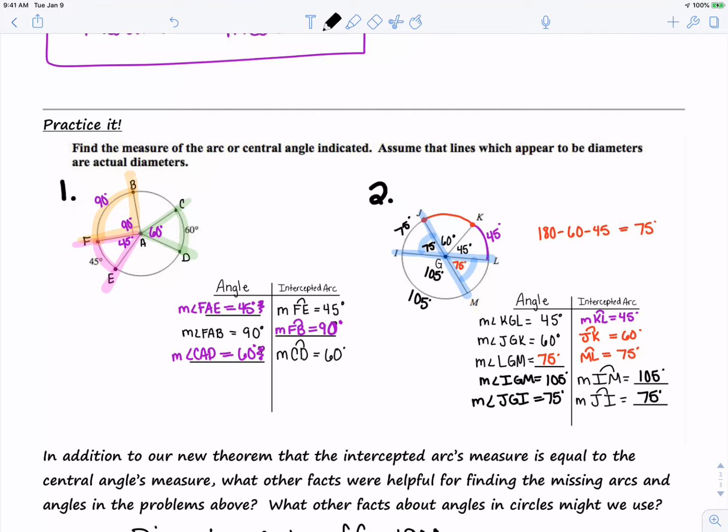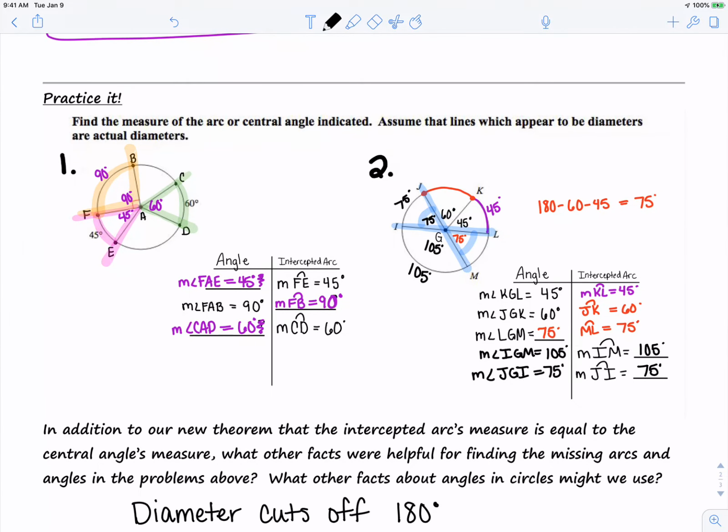Okay, in addition to our new theorem that the intercepted arc's measure is equal to the central angle's measure, what other facts did we just use to find the missing arcs and angles? So one thing I know that we used was that the diameter cuts off 180 degrees. So we used that for a problem like this diameter right here. So these two angles would add up to 180.